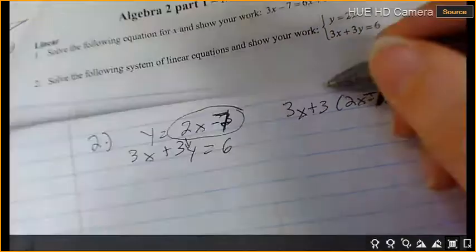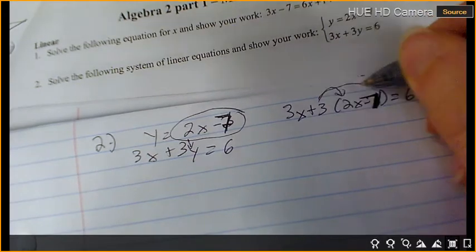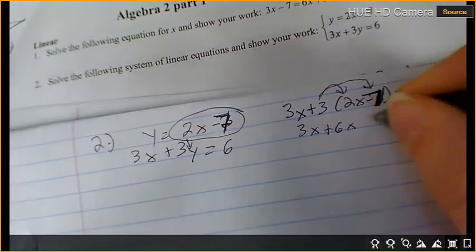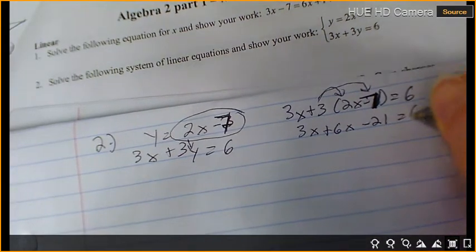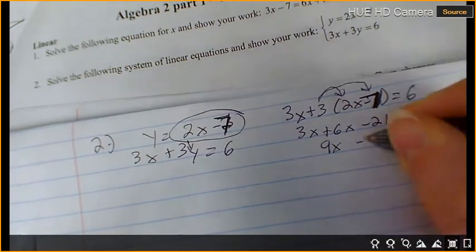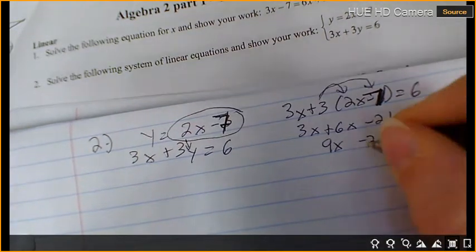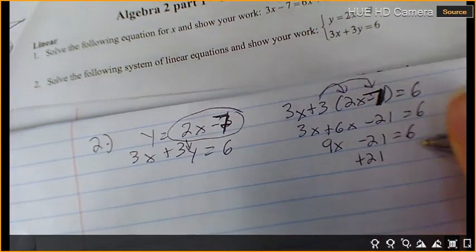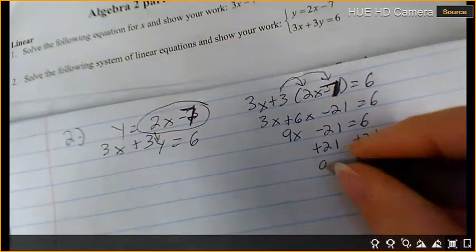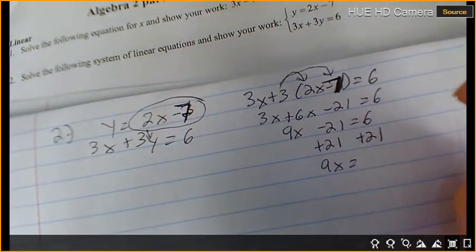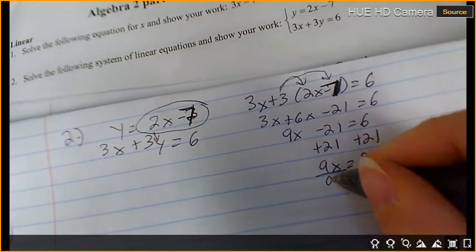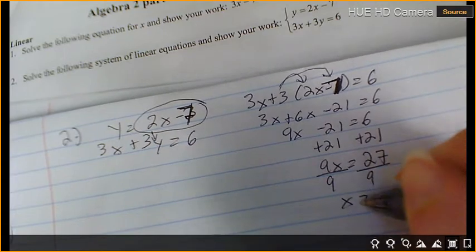Got it. Okay, so I'm going to distribute the 3, and I get 3x plus 6x minus 21 equals 6. 3x and 6x adds together to give us 9x minus 21 equals 6. Now I'm going to add 21 to both sides. Am I going too fast, or are we okay? Good. So we have 9x equals 27. And then we are going to divide by 9, and we get x equals 3.